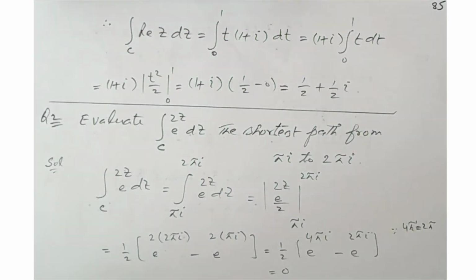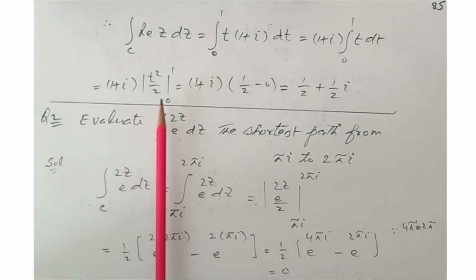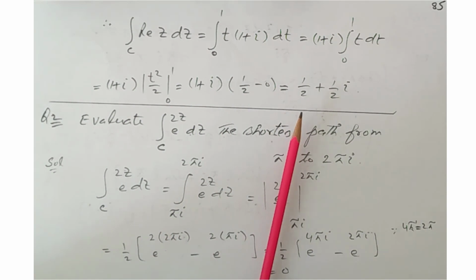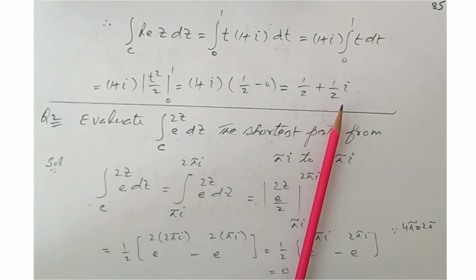Taking 1 plus iota outside the integral because this is constant. From 0 to 1, t into dt becomes t square by 2. By putting the upper and lower limits, it becomes 1 plus iota into 1 by 2 minus 0, and this is 1 by 2 plus 1 by 2 iota.